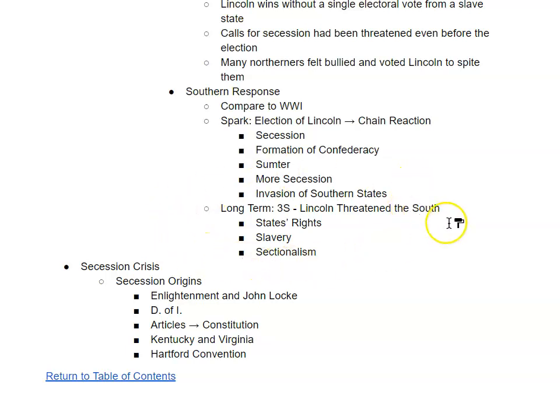And this concludes the 3 S's: states' rights, slavery, sectionalism, all culminating in slavery in the federal territories. Lincoln threatened that and therefore threatened the South, and this will provoke the secession crisis beginning in December of 1860 that will directly lead to the Civil War.